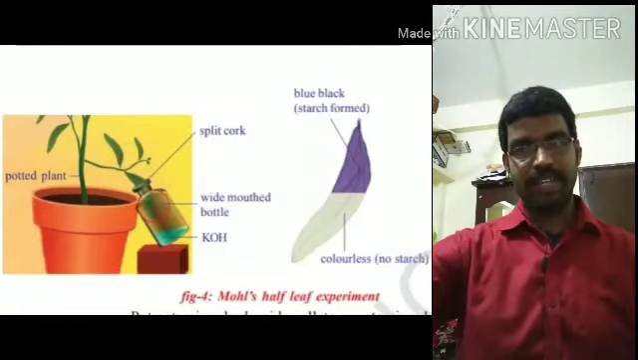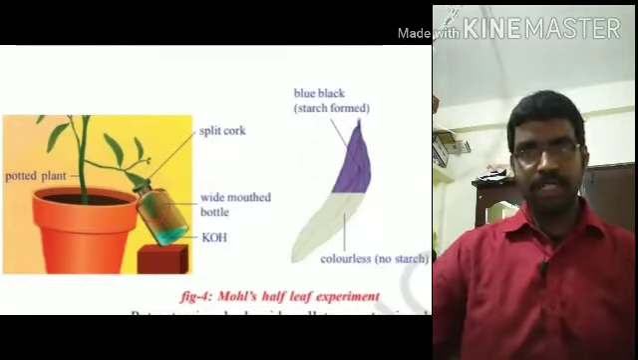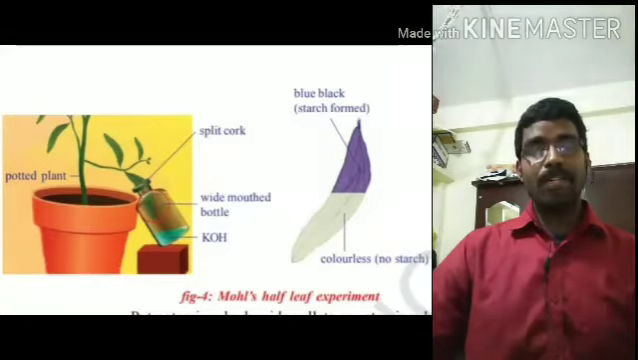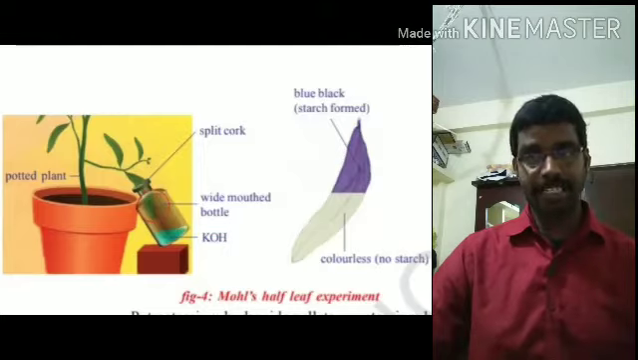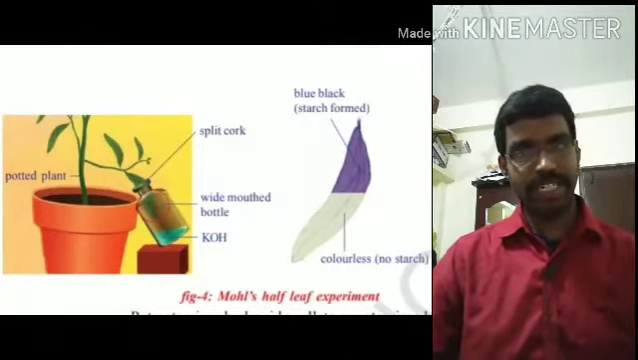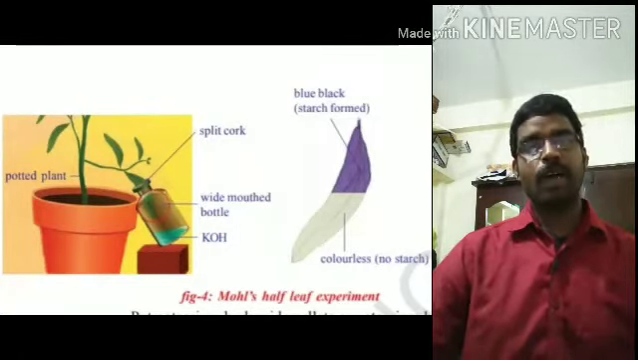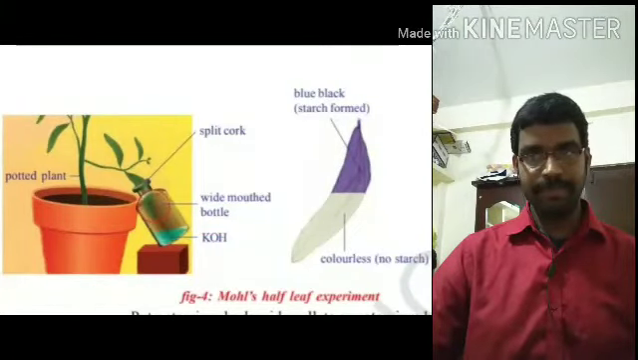Procedure. First of all, take one wide mouth bottle and put potassium hydroxide pellets or potassium hydroxide solution in the bottle. Potassium hydroxide solution is useful for absorption of carbon dioxide. So what is the use of KOH? KOH is useful for absorbing carbon dioxide. It is present in the wide mouth bottle.